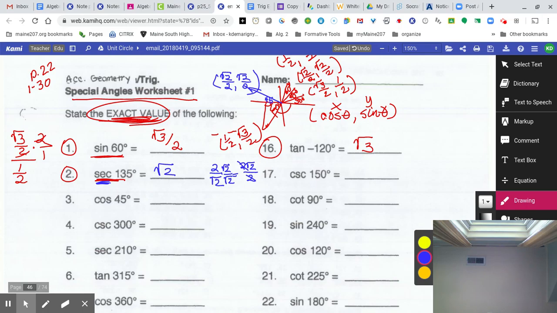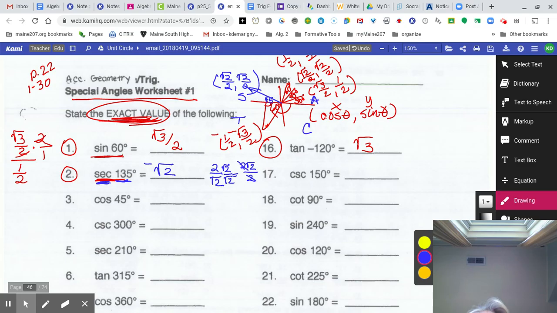Now, hold on. I need to remember this one thing. Remember where you're located. Remember that all functions are positive in the first quadrant. The sine and the cosecant are positive in the second. The tan and cotan are positive in the third. And then your cosine and secant are positive in the fourth. Well, because I'm at 135 degrees, I happen to be sitting in the second quadrant, so that has to be a negative square root of 2.